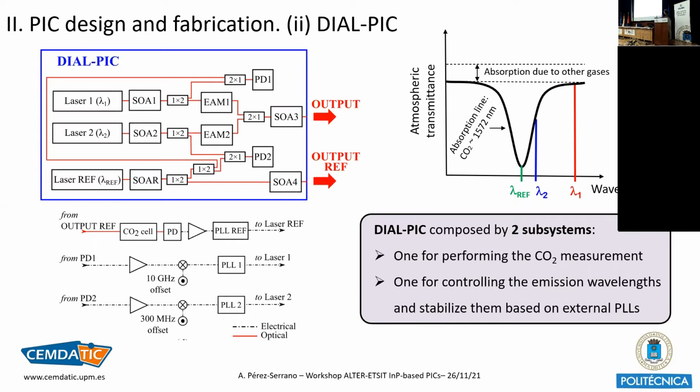and the other for controlling the emission wavelengths and stabilizing them based on phase lock loops that you can see here. So the idea is that the reference laser will be locked with a CO2 cell and a loop to control its wavelength, and then with the internal photodiodes control the position of the other 2 lasers.